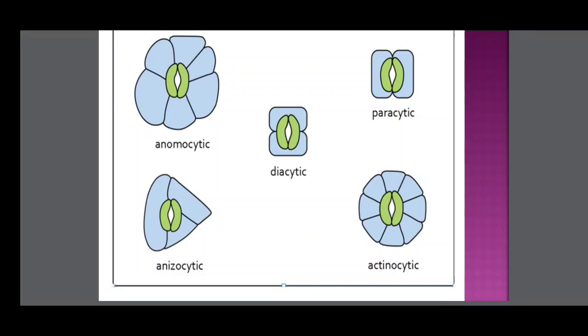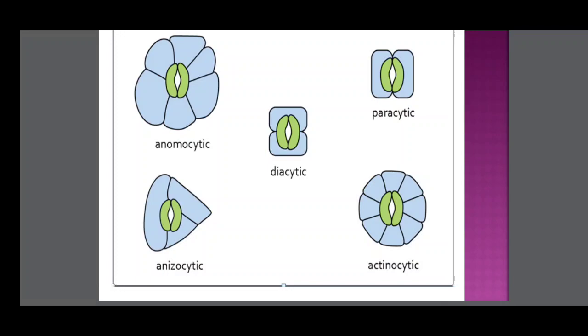So another one, diacytic. In diacytic, the stomata are surrounded by guard cells, and there are two subsidiary cells. These are in an anti-parallel manner to the guard cells. This is the diacytic. Paracytic stomata are also surrounded by two guard cells. At the same time, there are only two subsidiary cells. These two subsidiary cells are parallel to the guard cells.